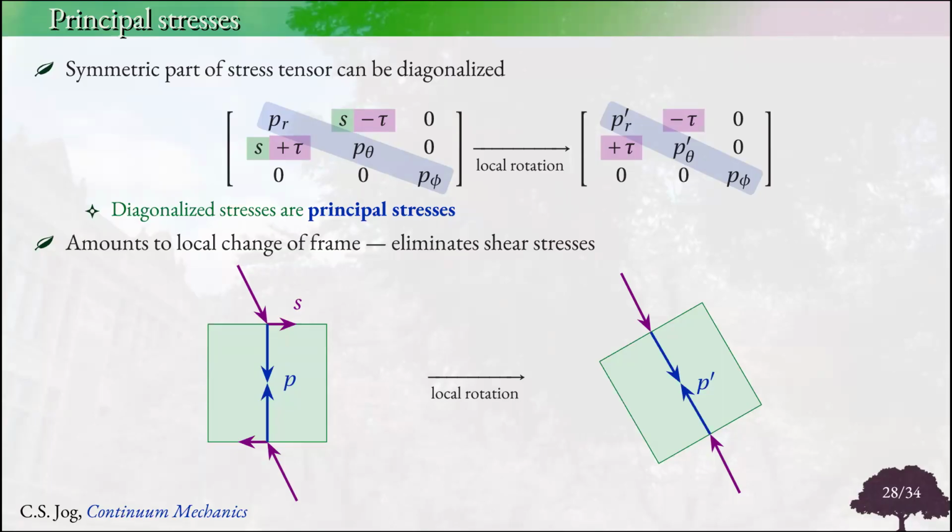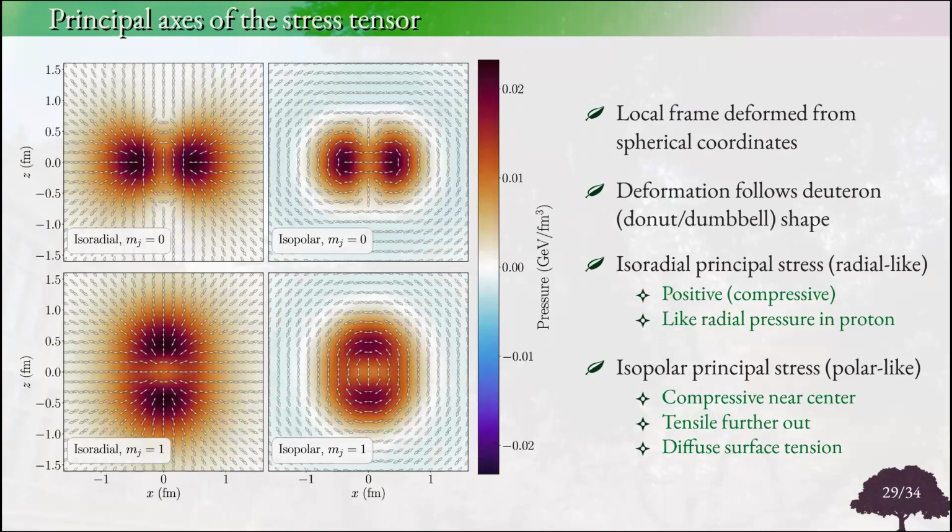So rather than looking at spherical coordinates or Cartesian coordinates, we always go to the frame in which the symmetric part of the stress tensor is diagonalized to get the principal stresses. We end up getting a stress that at very large distances looks radial, and another that at very large distances looks like it's along the theta direction. So we call that isoradial, so it's radial-like, isopolar, so it's polar-like.